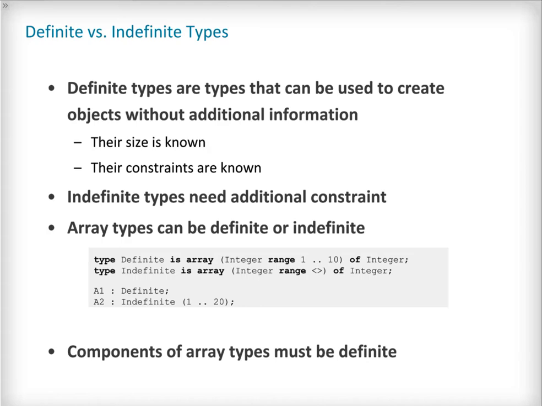Then at variable declaration, I do not need to provide any additional boundary information when instantiating a definite type, because the boundaries are already known, which is why here A1 definite doesn't require any additional information. When declaring A2, however, since I do not have yet the actual boundaries of the type, I need to provide them explicitly. Here I'm saying 1 to 20.